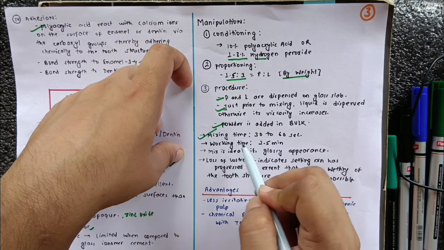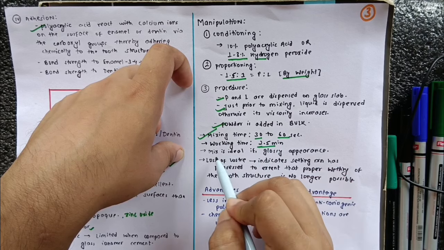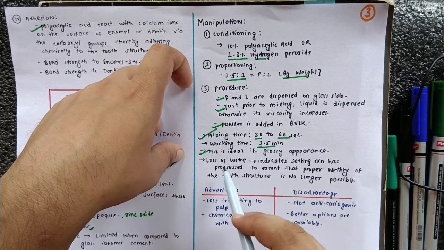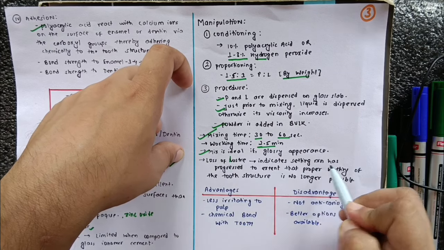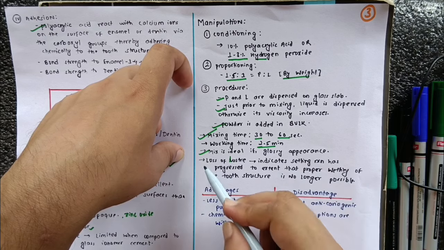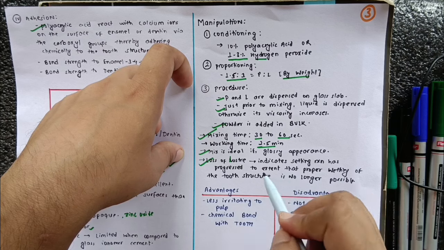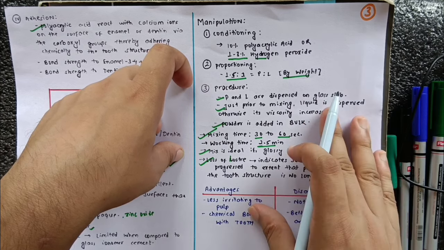Similarly, the mixing time is 30 to 60 seconds, and the working time is 2.5 minutes. The mix is ideal if a glossy appearance is present. If there is loss of glossiness or luster, it indicates that the setting reaction has progressed to the extent that proper wetting of the tooth structure is no longer possible. So the luster should be present on the cement after manipulation.